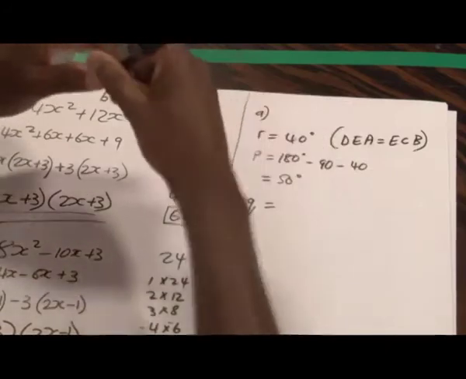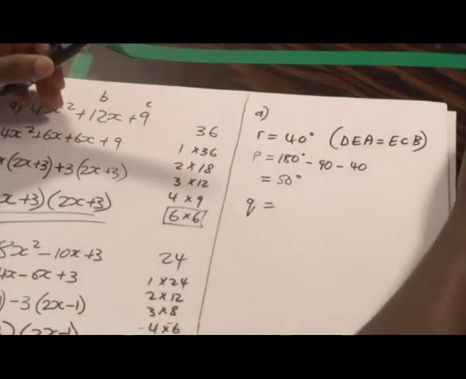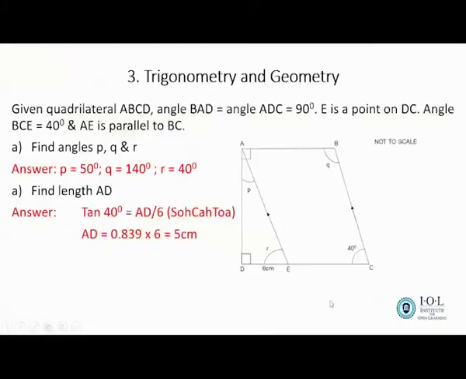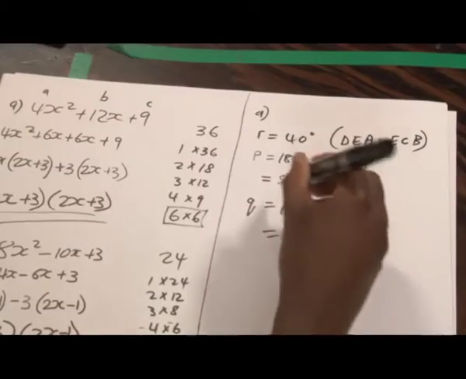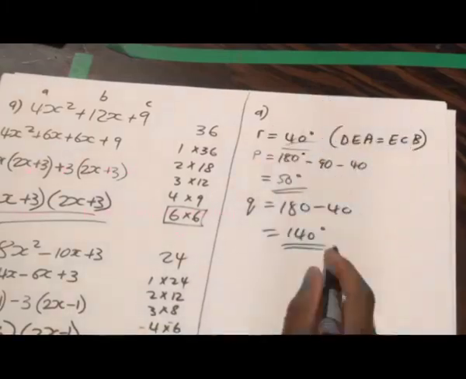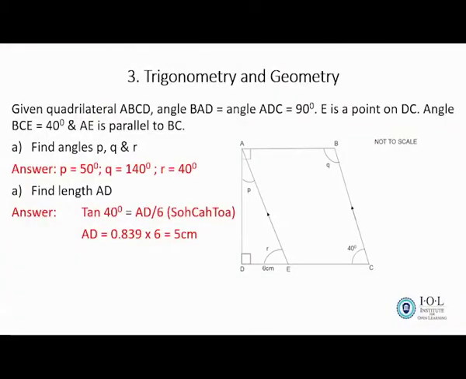Q is very easy, because here, the angle outside here on the C side, if you draw a line going down here, it should be the same as that one. So basically here you are just doing 180 minus 40, which will give you 140 degrees. Those are the answers we are having on the screen there, that P is 50, Q is 140, then R is 40. That's how we found them.